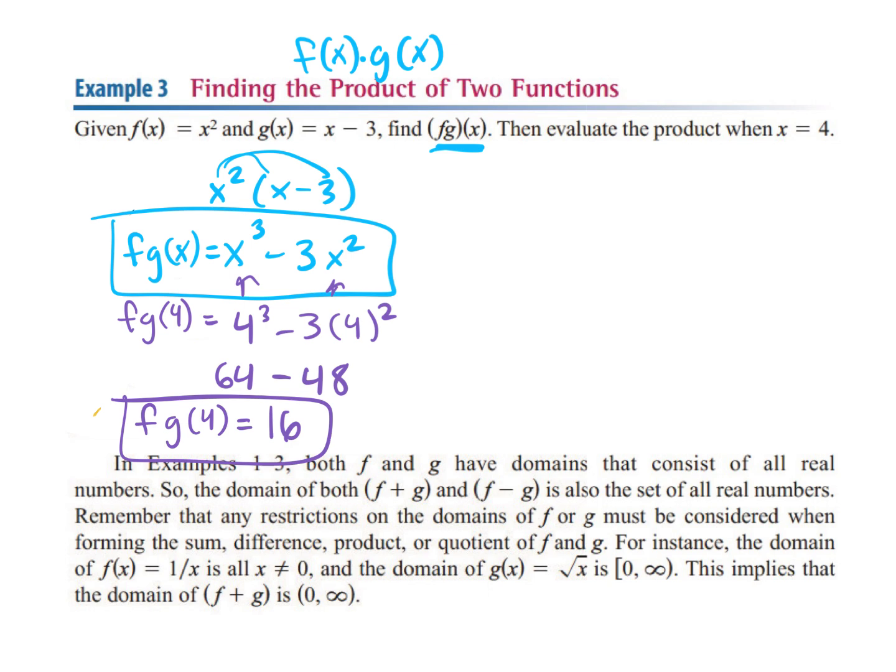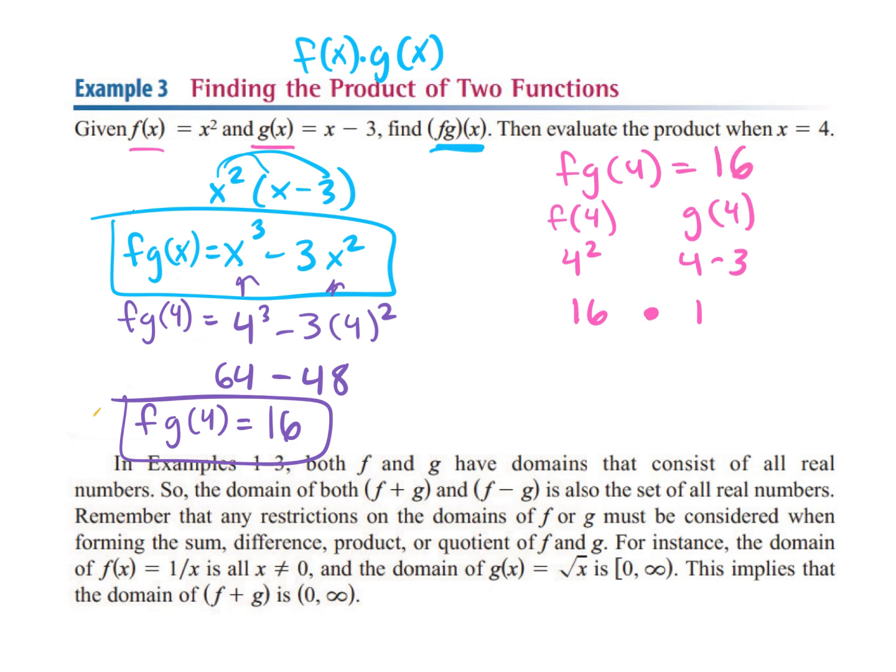So another way we could have found f times g of 4 is by plugging 4 into f and g and then multiplying them together. So f of 4 would be 4 squared, which is 16, and g of 4 would be 4 minus 3, which is 1, and then when we multiply these two together, 16 times 1 would be 16. So two ways of doing the same thing.